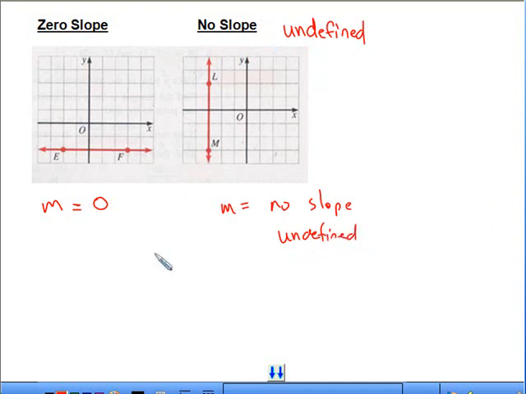Now students mix these two up a lot, so here's an easy way to remember. This horizontal line, you can make a Z for zero slope. For this vertical line, you can make an N for no slope. Okay?